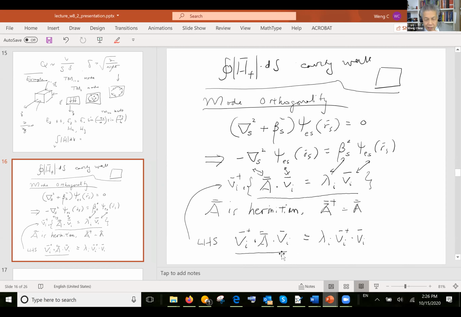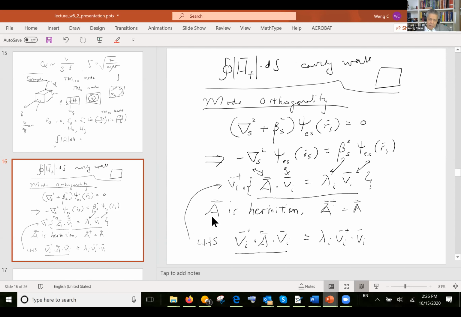Maybe I ask you a simpler question. What would be the right-hand side for this Vi conjugate transpose dot with Vi? Wouldn't it be the magnitude of Vi squared? That's right, magnitude of Vi squared. And what do you know about it? Is it real, imaginary, complex? It's real. It's always real.